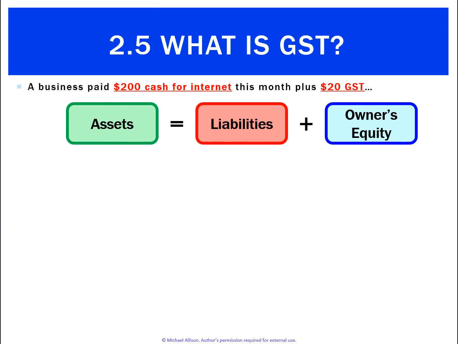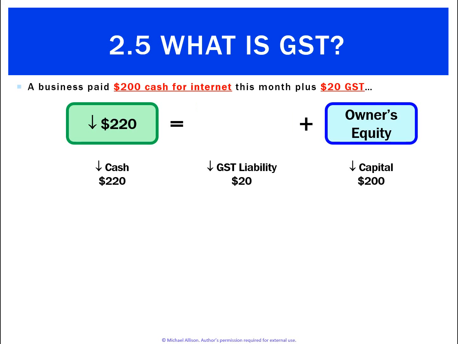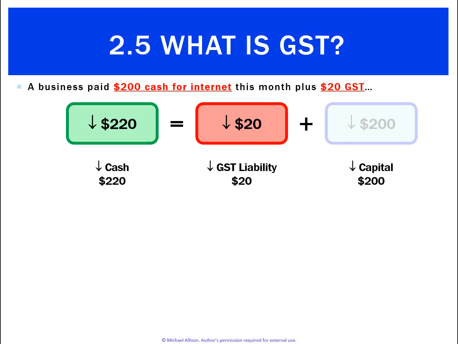Looking at payments of GST, assuming we got charged $200 cash for our internet this month, and we also paid GST, we have $220 less money. We've reduced the amount of GST that we owe the government, and we've got an expense of $200, which lowers owner's equity. So from an accounting equation standpoint, assets down $220, liabilities down $20, owner's equity down $200.